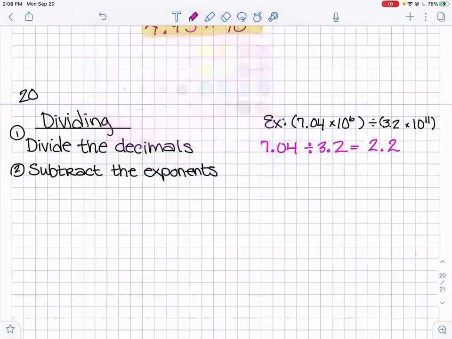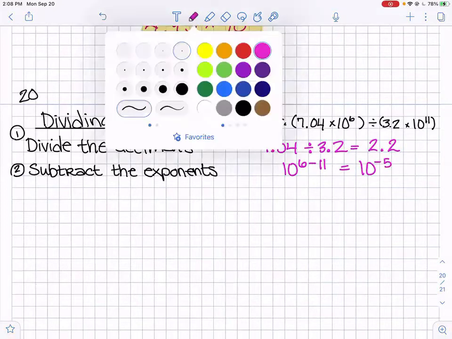Okay, so over here, we've got 10 to the 6th minus 11. Now, somebody in the last class asked a good question. They said, do I have to do 6 minus 11 or can I do 11 minus 6? You have to do the first exponent minus the second one. So 6 minus 11 would be what? Negative 5.